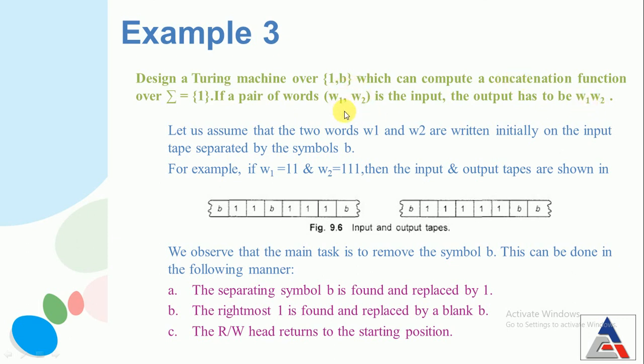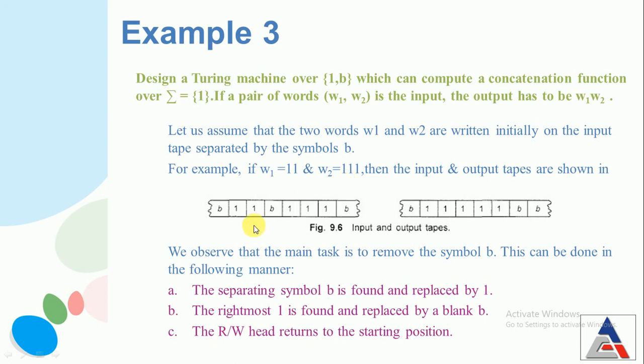So let's start. Let us assume that the two words W1 and W2 are written initially on the input tape separated by the symbol B, right? So we have some 1s in W1 and some in W2. For example, if W1 consists of two consecutive ones and W2 consists of three consecutive ones, you have to apply the concatenation function. It means all five consecutive ones should be your output, right?